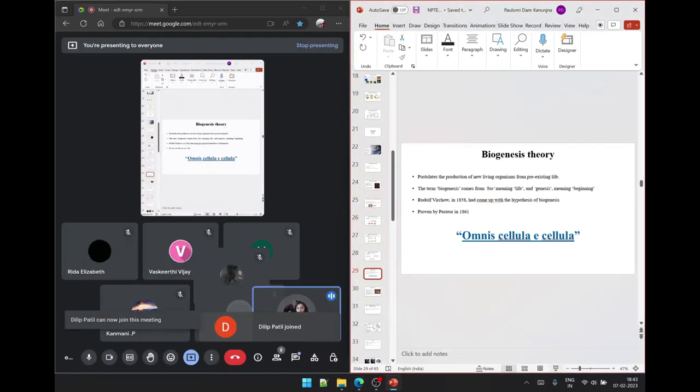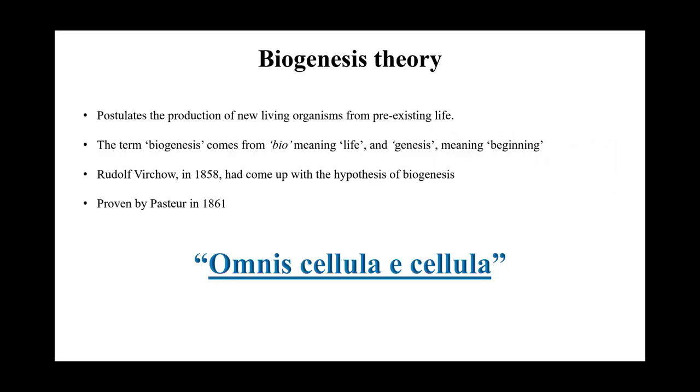So unlike the theory of special creation, where there was no scientific evidence to even refute the theory, for abiogenesis theory you had scientific evidence to disprove it, and that gave rise to the biogenesis theory, which says that production of new living organisms comes from pre-existing life. Biogenesis means a life coming out of a life, or a beginning of a life from a life. This was given by Rudolf Virchow, and it was proven by Pasteur, as we have just seen. It is also called omnis cellula e cellula, so a cell comes from a pre-existing cell.